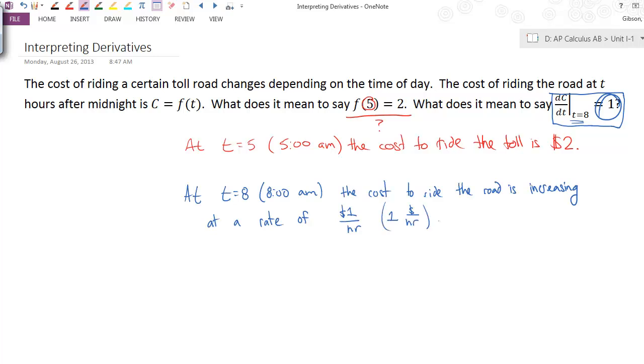Okay, we don't know what's going on at 8:01 a.m. We don't know what's going on at 7:59 a.m. But we know from this statement that at exactly 8 a.m., the cost to ride that toll road is going up by $1 an hour. Okay. Next question.